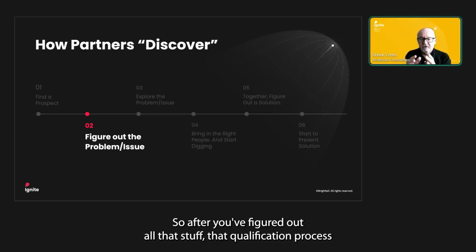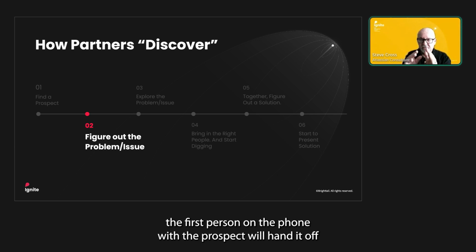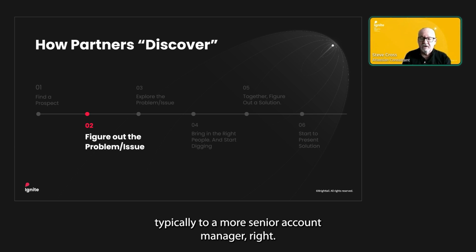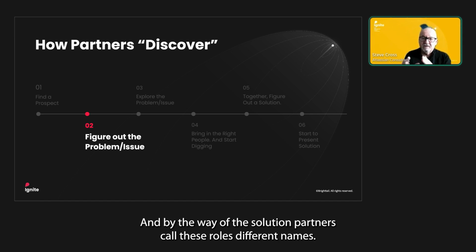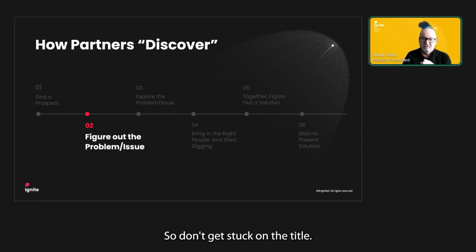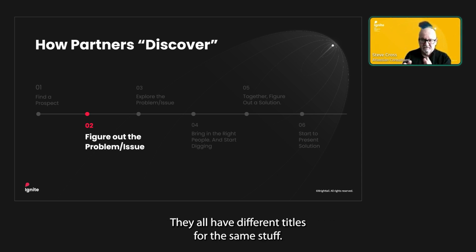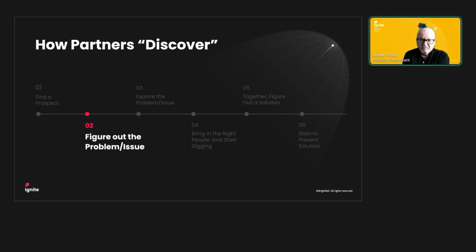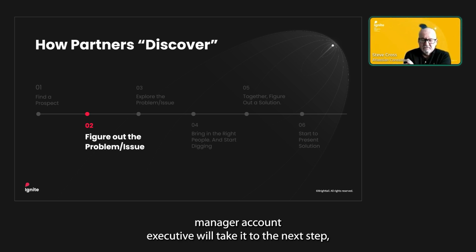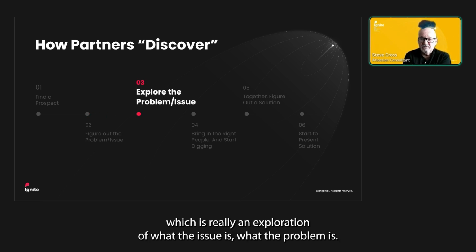So after you've figured out all that stuff, that qualification process, you, as the first person on the phone with the prospect, will hand it off typically to a more senior account manager, right? And the account manager, the account executive. And by the way, all of these solution partners call these roles different names. So don't get stuck on the title. They all have different titles for the same stuff. Okay. So then the account manager or account executive will take it to the next step, which is really an exploration of what the issue is, what the problem is.